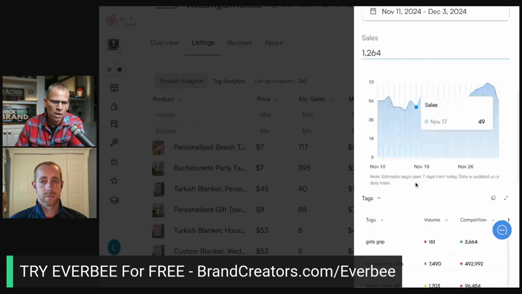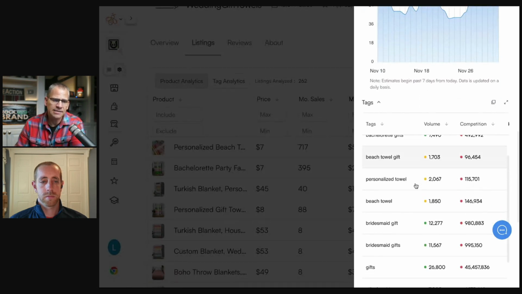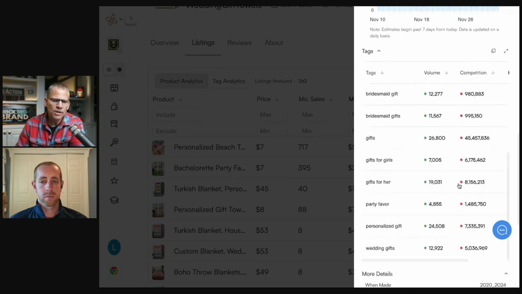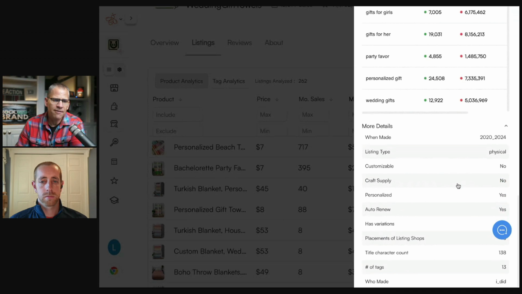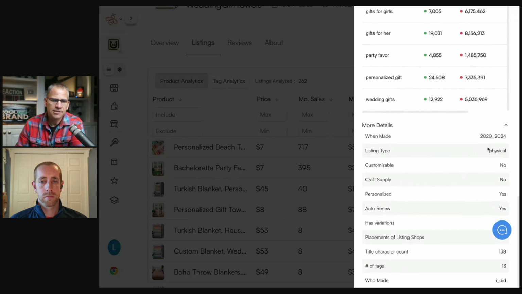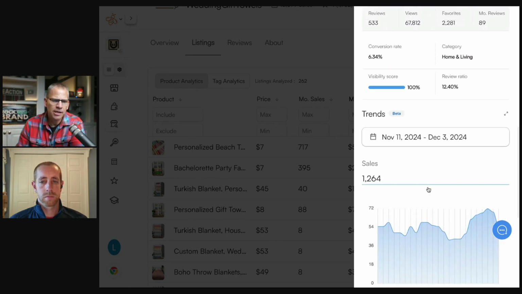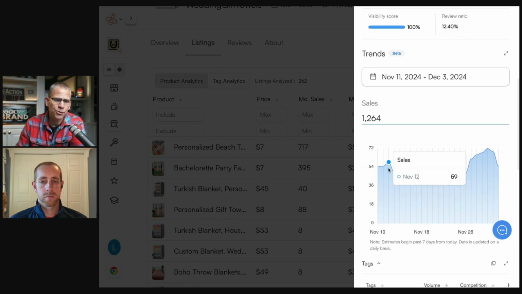The other thing they give you is the tags at a glance here, which is somewhat new. And then they show you the volume, they show you the competition, and all of that. We even have more details down here: the listing type, all of the things that the listing is basically on the back end, what's put in there. So a lot of great information here. And then this is really cool too, Chris. This is the sales over the last 30 days. It's showing you what it is.